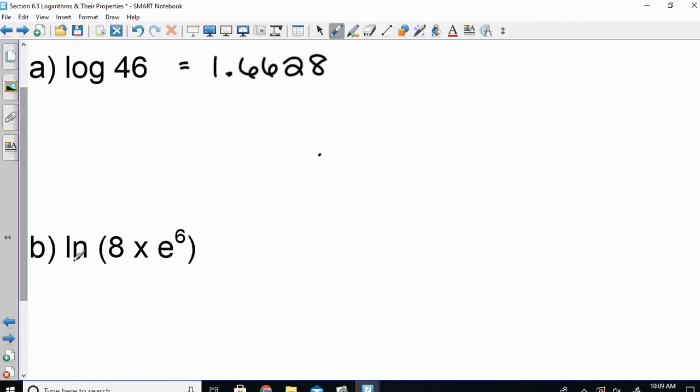And the other log button on your calculator is what's called a natural log. That is actually a log with a base of e. They write it as an ln. Typically when you see this, it'll have an e with it. Remember we did the e when we did the interest problem, so we have seen that before. The ln is right below the log button. When you push that, it opens your parentheses, and then you just type in 8 times e to the 6th power. We get 8.079.